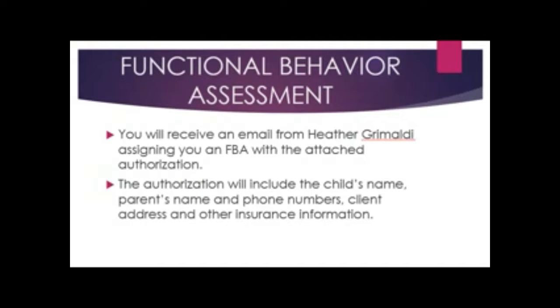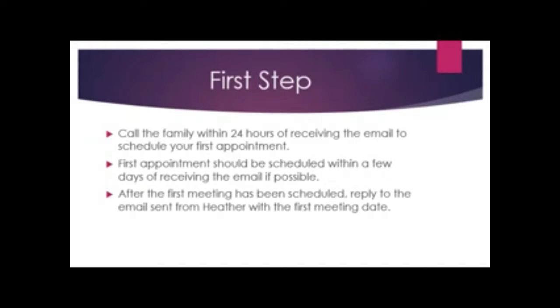And once you receive this email, your first step is to call the family. You want to call the family within 24 hours of receiving the email, and you want to schedule your first observation with them. Introduce yourself, let them know who you are, where you're calling from, what agency you work with, and that you want to come out and set up the first observation. As soon as the family confirms the first appointment, you'll email Heather back to let her know when your first observation will be.